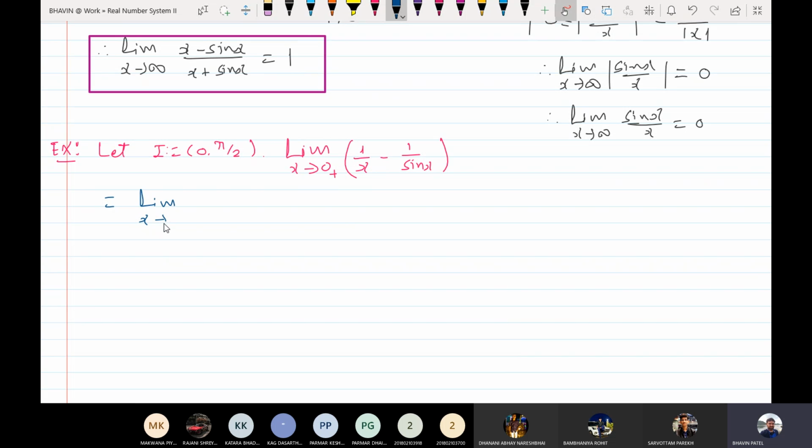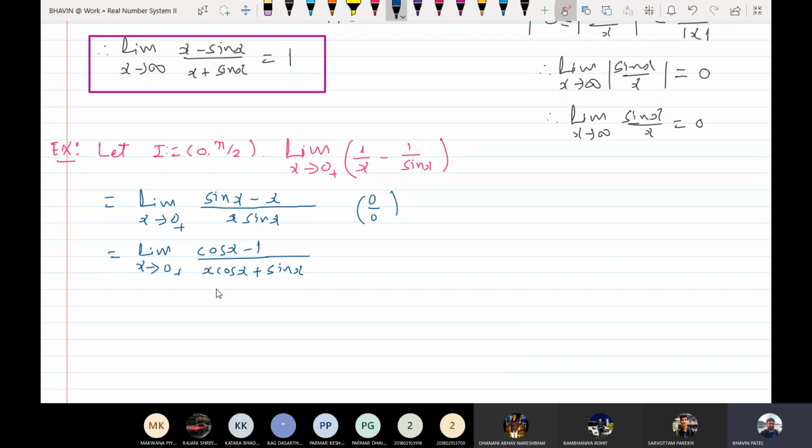So what we can do here, see, take LCM as x into sin x. So this is nothing but sin x minus x upon x sin x. Now if you take x equal to 0, then numerator is 0 as well as denominator is 0. Therefore, we can apply L'Hopital rule, provided f dash upon g dash exists. Now, what is derivative of sin x? This is cos x. Derivative of x is 1. So we get cos x minus 1 upon x cos x plus sin x.